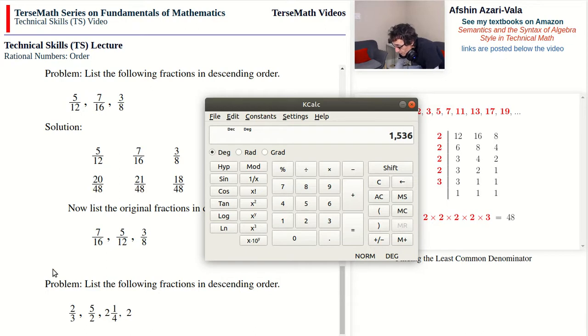1536. So imagine, instead of 48 down here, if we used 1536, and instead of saying 48 divided by 12, which is 4, we would have to say 1536 divided by 12. This is inefficient.